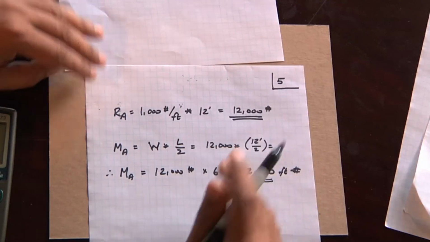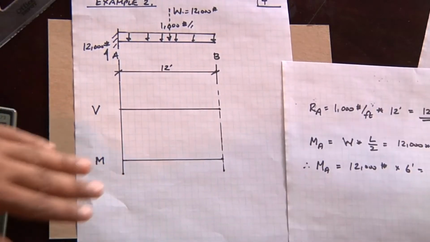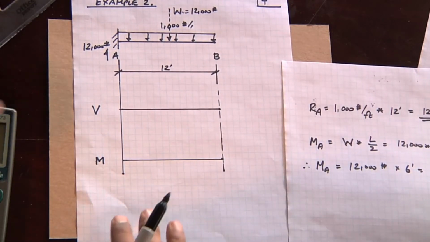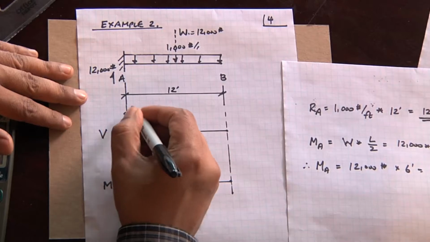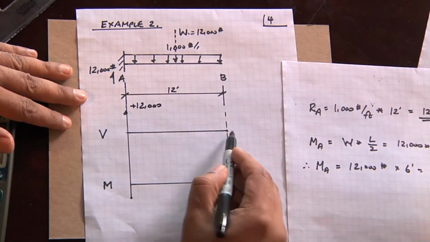So we have the end moment, 72,000 foot-pounds. We have the end reaction of 12,000 pounds. So the shear diagram is going to start at plus 12,000 and is going to end up at 0.